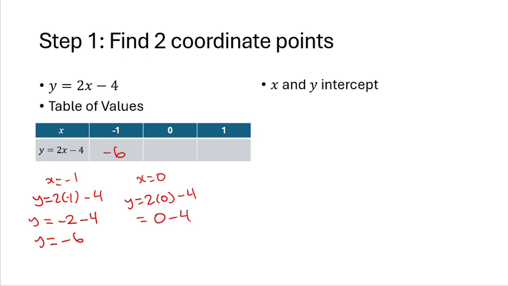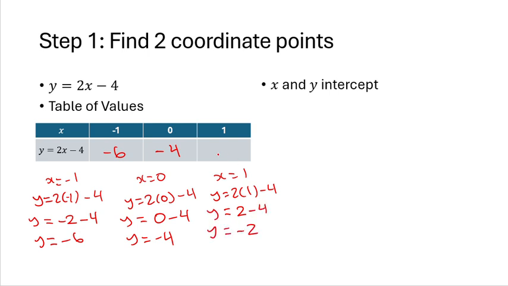2 times 0 is 0. 0 minus 4 is negative 4. And then finally, x equals 1. y equals 2 bracket 1 minus 4. 2 times 1 is 2. 2 minus 4 is negative 2. Just like that, okay? Now, that's for the table of values. As you can see, it's a lot of work.